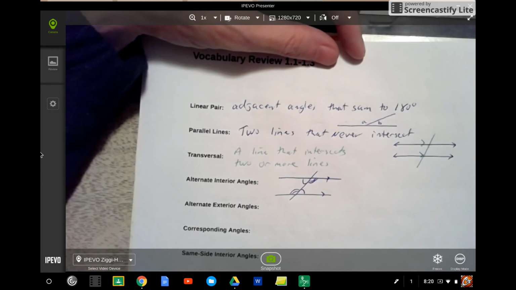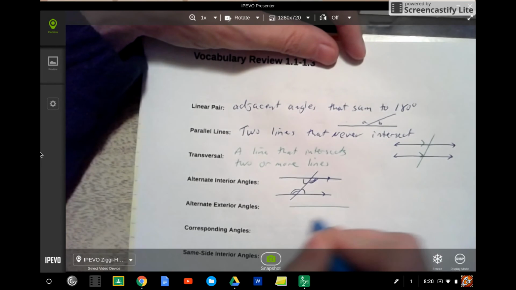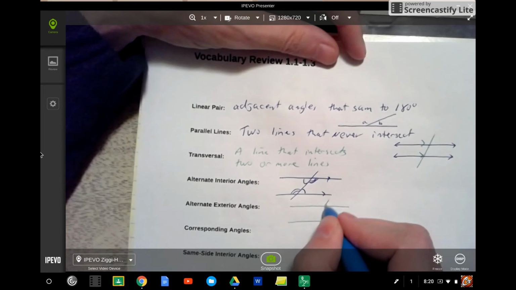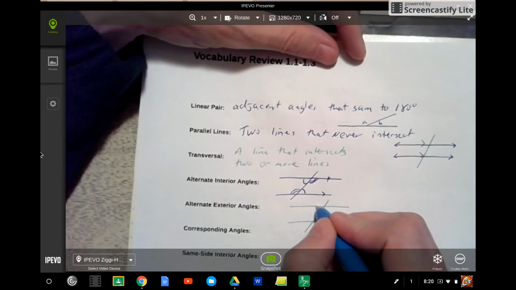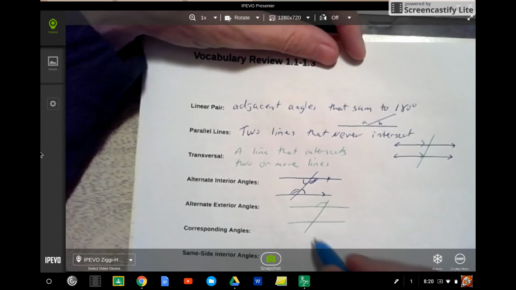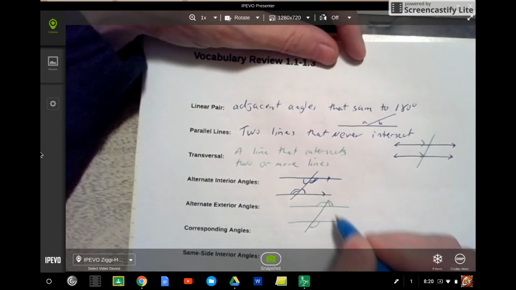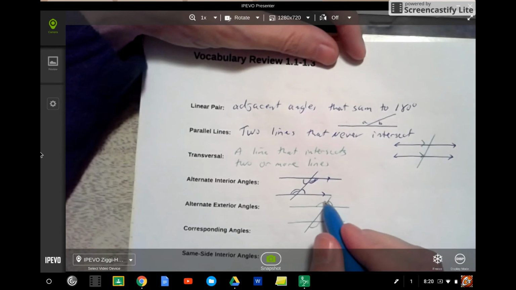Alternate exterior, same idea. There's my parallel lines. There's my transversal. So I'm going to alternate the transversal, but I'm going to be on the outside. So here, and then jump the transversal on the other outside, there. Same thing here, and jump on the other side of the transversal, still on the outside of the parallels, and there.